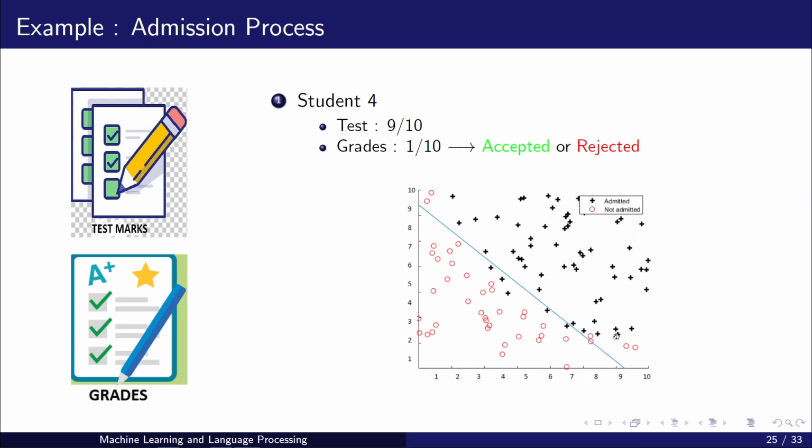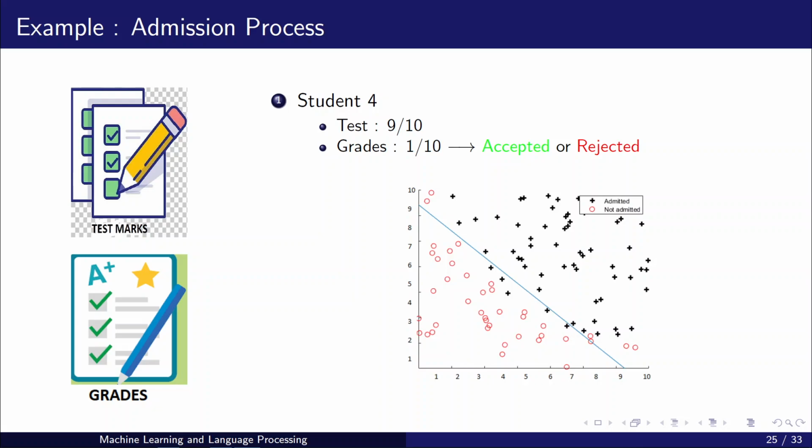Some students at the edge of this, whether the student is accepted or rejected based on this model, based on this cut, it will be on top of this line. It will be on top of this line here as well. But this student should not be accepted. Why? Because he has very low grades. There should be some minimum, isn't it? So this sort of classification problem cannot handle this.